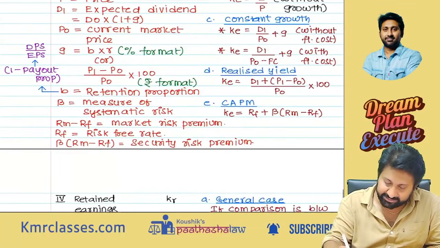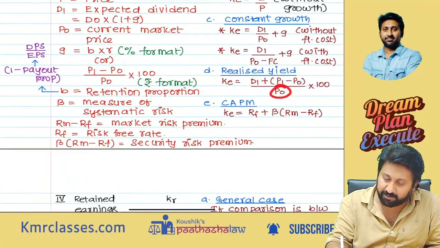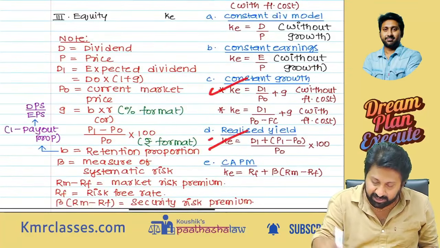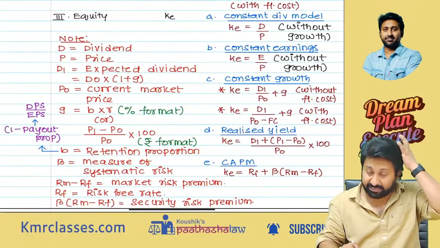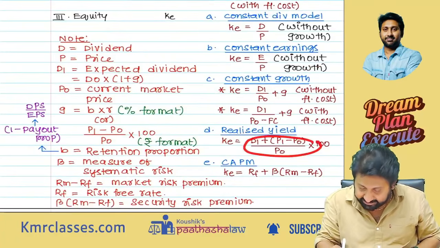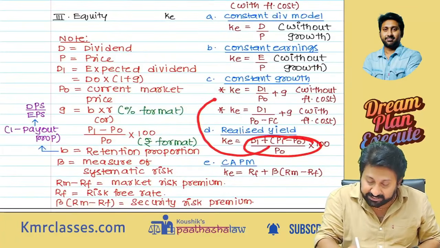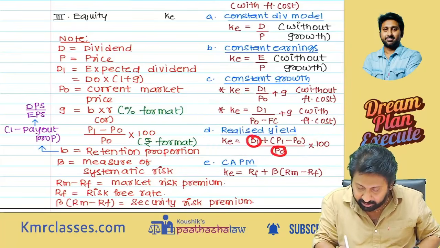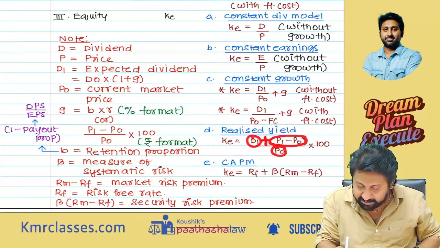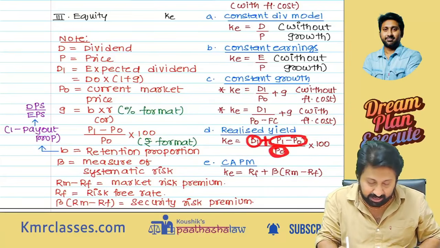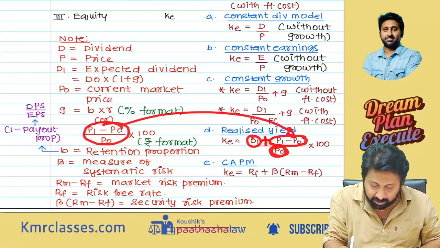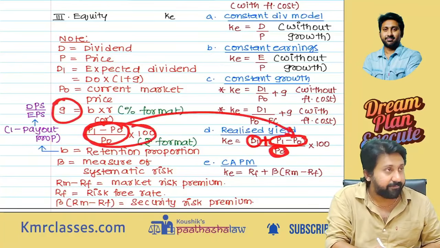Next, realized yield: D1 plus P1 minus P naught, whole divided by P naught, into 100. Sir, what is the difference between this formula and this formula? Listen, I will explain. This is another way of representing this formula: D1 by P naught plus P1 minus P naught, whole divided by P naught. P1 minus P naught, whole divided by P naught into 100 is called growth. That is another way.